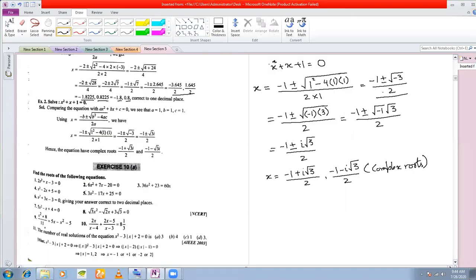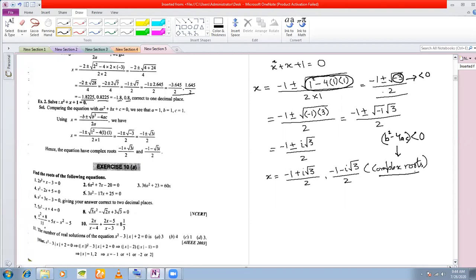If you recall from your class 10, the discriminant of a quadratic, if it is negative, that is if b square minus 4ac is less than 0, then we get complex roots. Now if you see in this equation, the discriminant we have got, this is the b square minus 4ac part, we have got this as minus 3. So the discriminant here is equal to minus 3, and therefore we are getting complex roots.